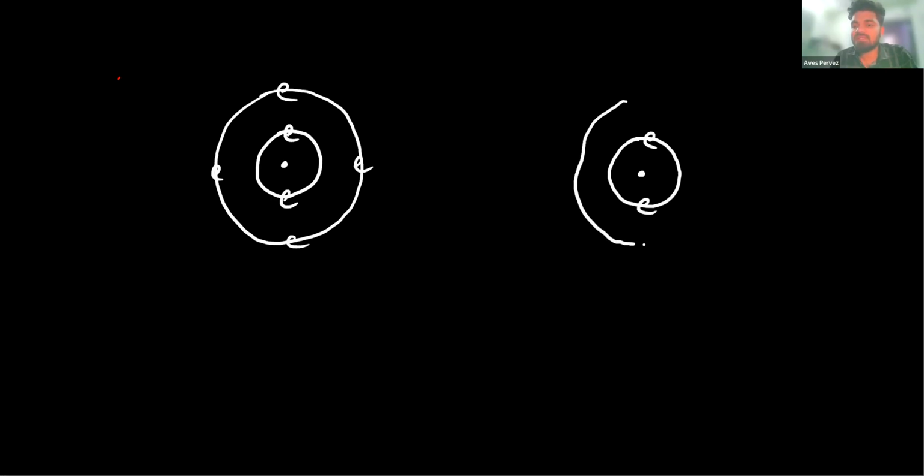So first of all, you know that carbon is the first element that has the smallest size atom, which has 4 electrons in its outermost shell. Carbon is the first atom that has 4 electrons in its outermost shell. The next one is silicon. Silicon is the second atom that has 4 electrons in its outermost shell, but it is bigger in size than carbon.